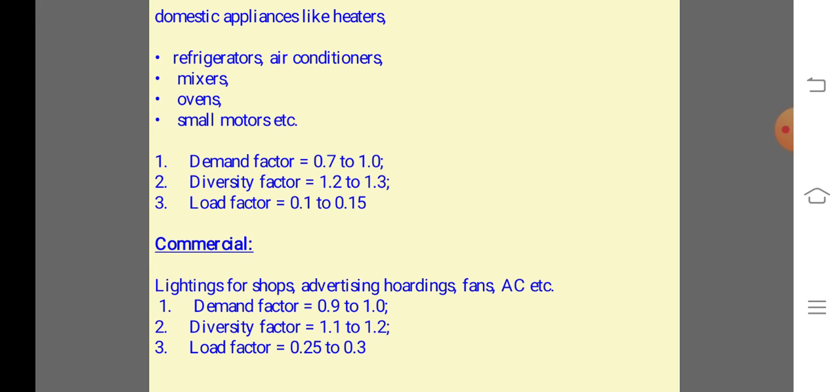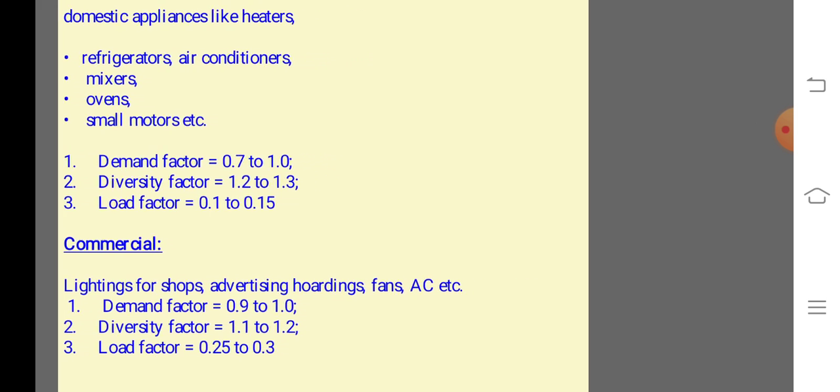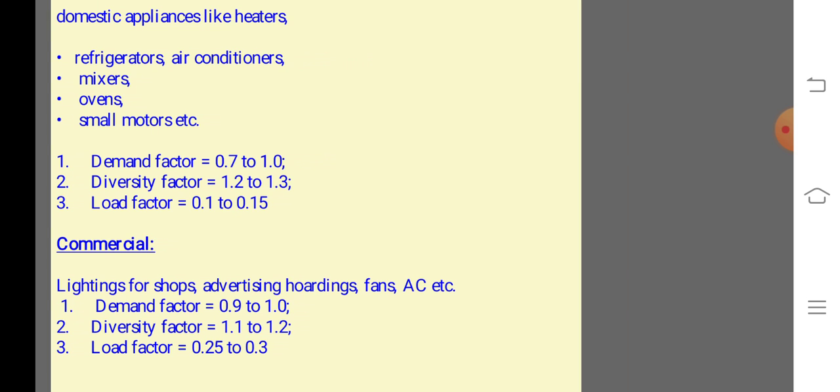These categories can be characterized by the demand factor, diversity factor, and load factor. So for domestic, the demand factor is 0.7 to 1.0, diversity factor 1.2 to 1.3, and load factor is 0.1 to 0.15. Commercial loads are lighting of shops, advertising, fans, AC, etc.